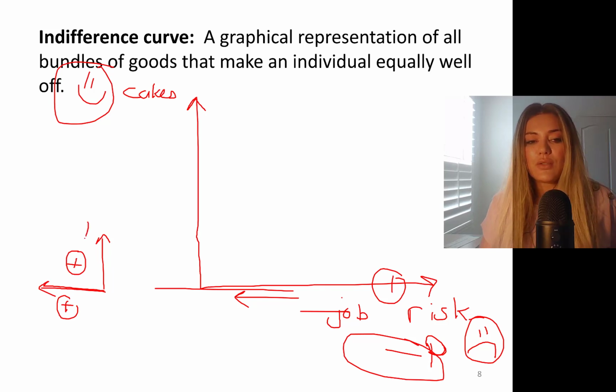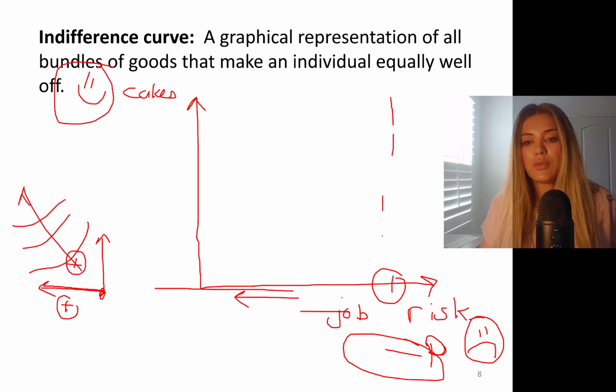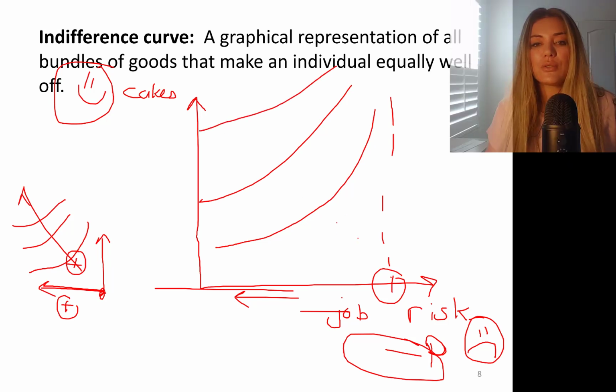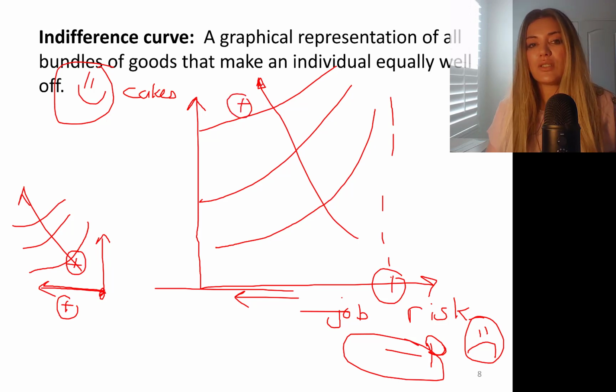So your indifference curves are, again, convex to this origin. You have to make a new origin, and they will move up as you move here. So let's say this is the maximum risk. You're going to draw your indifference curves like this. If both are negative, I'll show you, that means choosing between two bad things. But your indifference curves increase as you consume more cakes and as your job risk goes down.